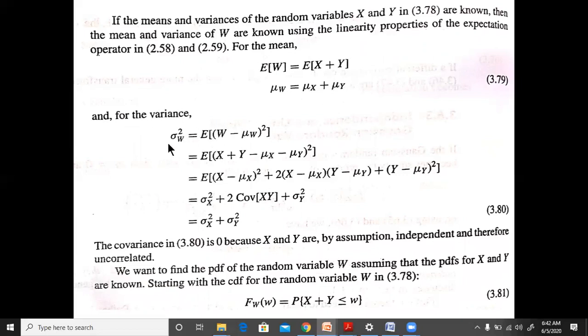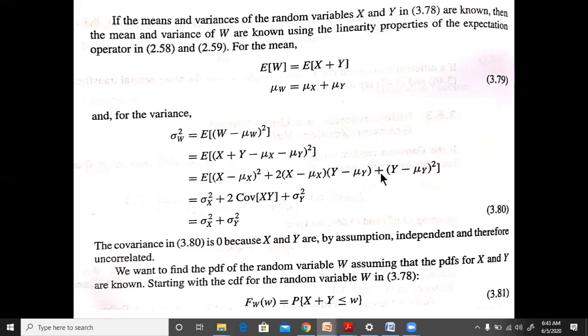Similarly, the variance can be considered as sigma W squared is equal to E of W minus mu W whole squared, and W can be replaced by X plus Y, and mu W can be replaced by mu X plus mu Y. Then this will become X plus Y minus mu X minus mu Y. So then we can join this X minus mu X over here and Y minus mu Y over here, and then expand it, because we have a square here. So (X minus mu X) squared plus 2 into (X minus mu X) into (Y minus mu Y) plus (Y minus mu Y) squared. So the expectation of this quantity is nothing but sigma X squared.